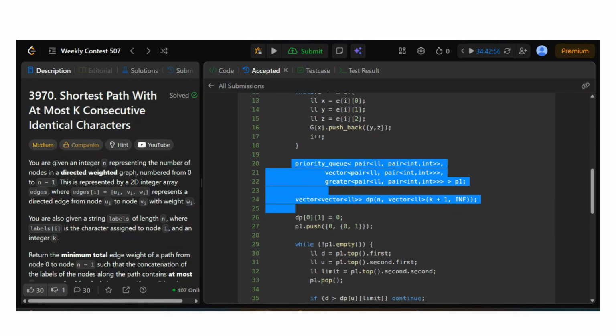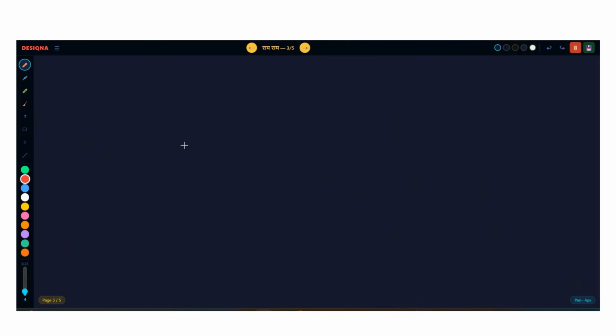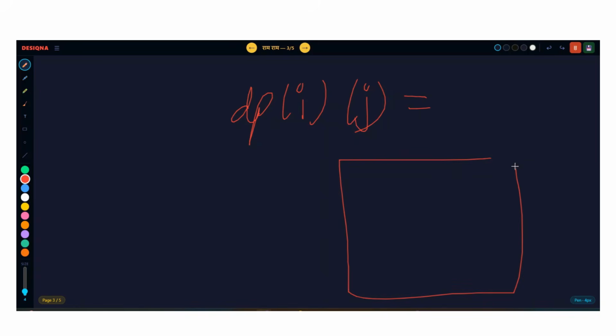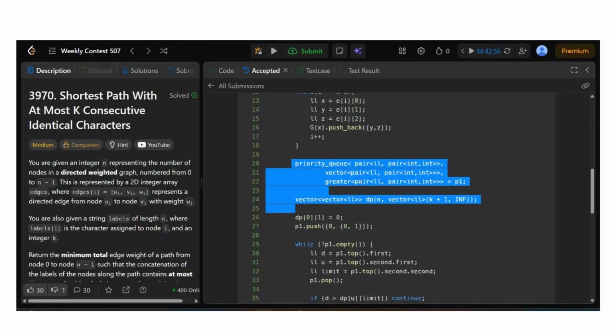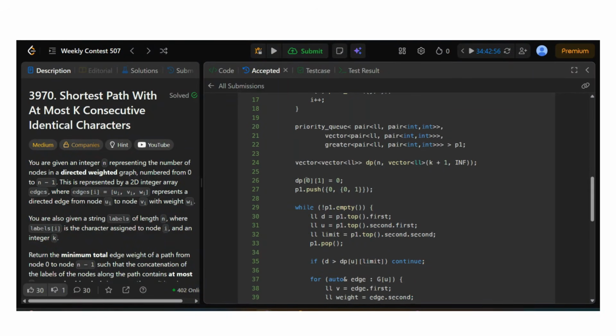Because now you are calculating dp[i][j]. So in the priority queue, the first value will be dp[i][j]. The second value will be a pair, which is node i and j, which is generally from 1 to k. So guys, can you see what I have inserted initially? dp[0][1] is 0. What does it mean? When I am at node number 0, for k equal to 1, nothing has to be done, right? Yeah, good, nice, awesome. Just push it.